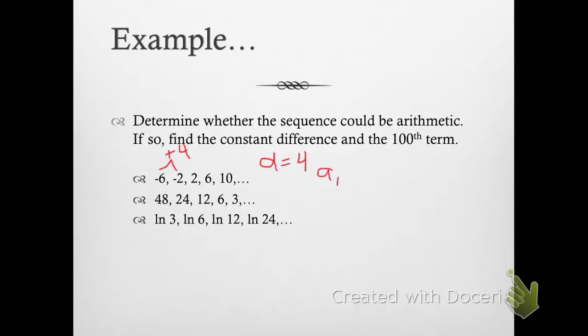So we know the 100th term is equal to -6 plus the common difference times, in this case, 100 minus 1 is 99. And we get an answer for the 100th term of 390.